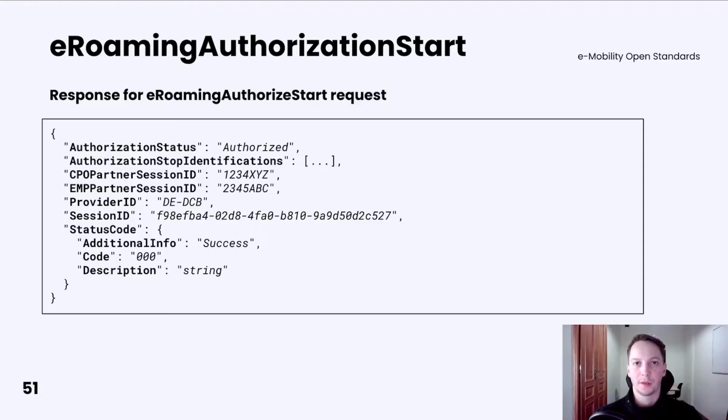The eRoamingAuthorizationStart message is used as a response for the eRoamingAuthorizeStart request. This message is very similar to an acknowledgement, but has some additional fields. The first one is authorization status, which specifies whether the user was authorized to charge or not. The next one is authorization stop identifications, which is a list of identification data that can be used for stopping the charging process. The last one, provider ID, specifies the involved EMP.